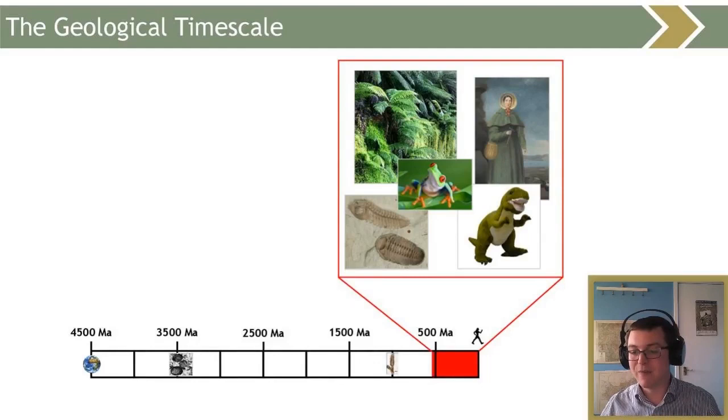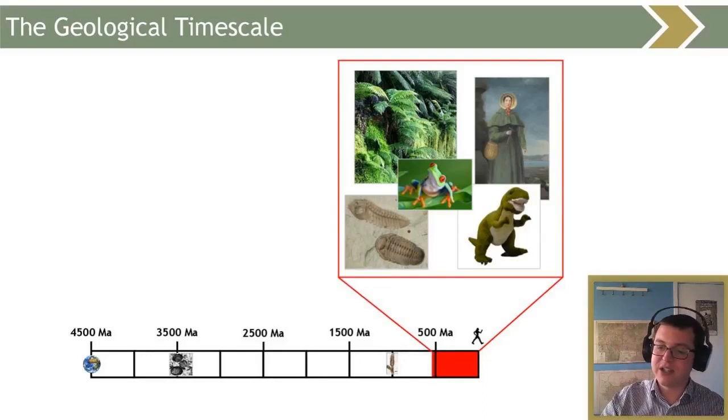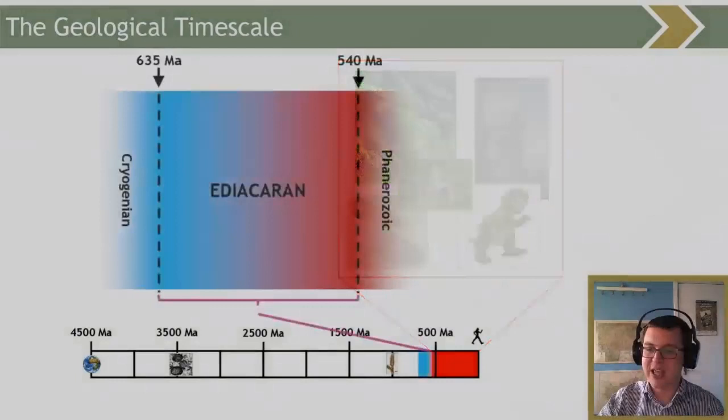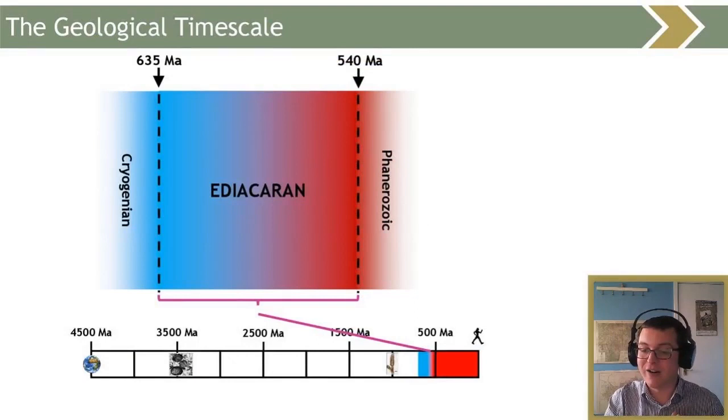And then the question arises, well, what happens right at the start of that red bit? What changes then? And this transitional period between that little blue area I put on there, that's called the Cryogenian. If anyone's heard of the snowball Earth period, that's from the Cryogenian. Then we move into the red of the Phanerozoic, and this transitional geological period is called the Ediacaran. It runs from 635 until 540 million years ago.